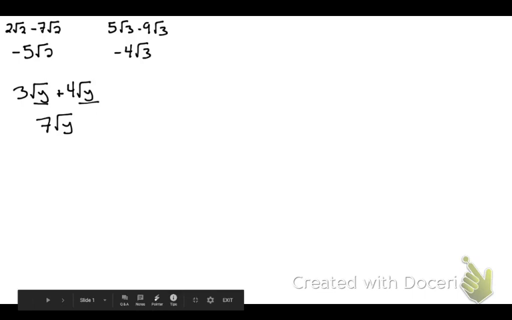Let's try one more like this. 5 square root of u plus 3 square root of u. Yep, that's right. You should have gotten 8 square root of u.